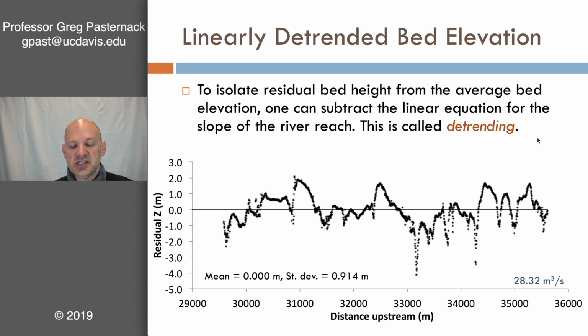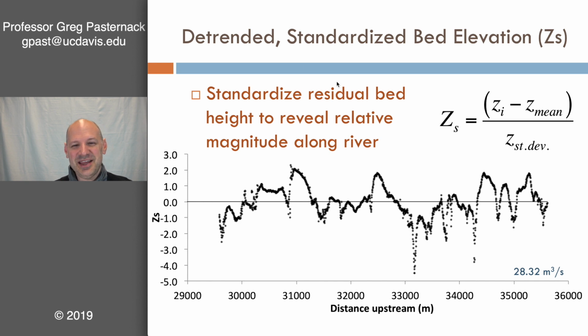Once we've done this detrending, then we want to standardize this data, which means to subtract, let me get this right, subtract the mean and divide by the standard deviation, which you can see here. I put the formula. So we're going to call standardized bed elevation ZS. It equals the value of detrended elevation at any point minus the mean value of elevation, which in this case is 0, divided by the standard deviation.